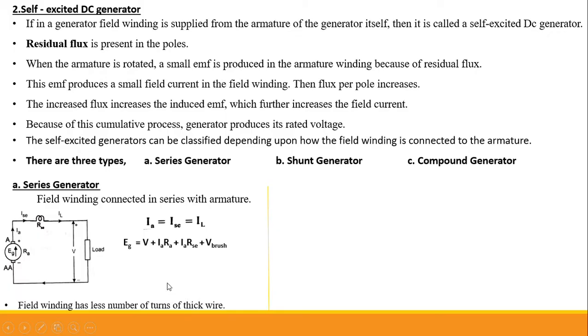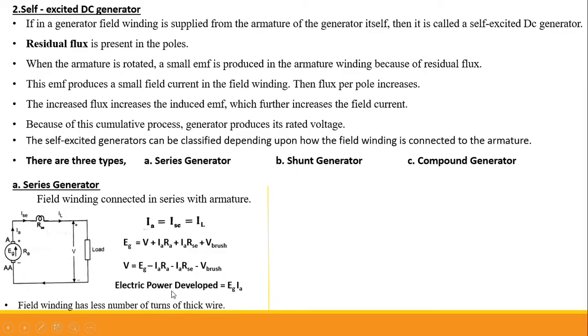From this we can write the equation of generated EMF: Eg is equal to V plus IaRa, that is the voltage drop across the armature, plus Ia R series, which is the voltage drop across the field coil, and V brush, the voltage drop across the brush. Then we can take the terminal voltage equation from this one. V is equal to Eg minus IaRa minus Ia R series minus V brush.